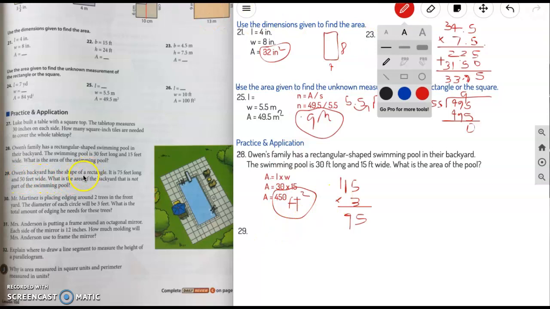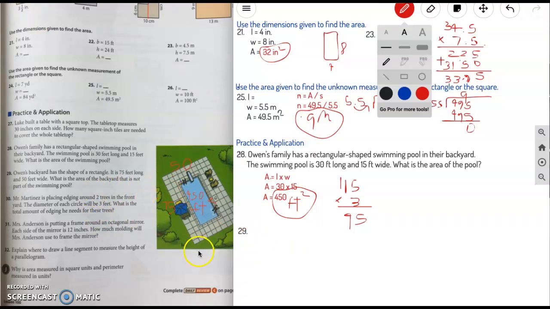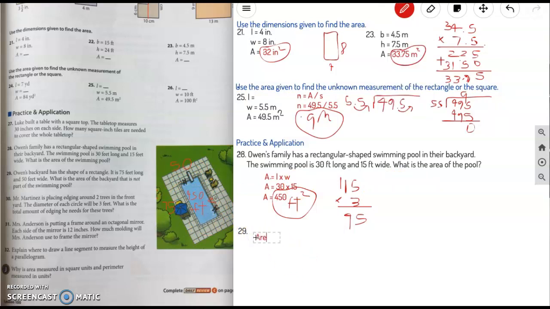Owen's backyard has the shape of a rectangle. It's 75 feet long and 50 feet wide. What's the area of the backyard that is not part of the swimming pool? So what should we do first? Well, let's say this is the backyard, which means this is the 75 feet long, 50 feet wide. But then we're trying to find the entire surface area here except the pool. So what should we do? Yeah, so let's first find the area of the backyard. Yeah, so the length is 75, width 50. Okay, 75 times 50, 3,750 feet squared.